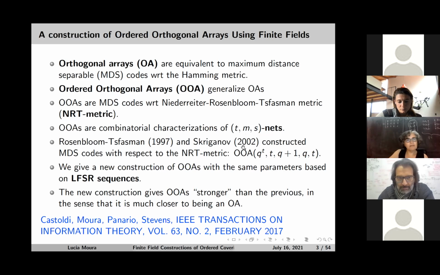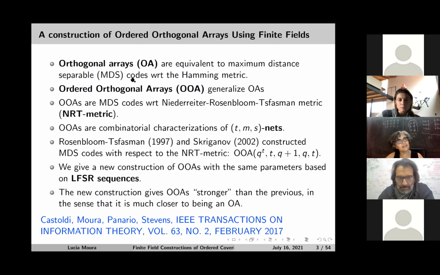In 1997 and 2002, Rosenbloom-Tsfasman and, independently, Skriganov constructed ordered orthogonal arrays with certain parameters that have to do with a finite field of order Q. The work I'm going to talk about here is a similar construction of an ordered orthogonal array with those parameters that uses LFSR sequences in finite fields. They are objects that cover the same parameter set, but they are different. They are non-isomorphic and they have some interesting properties. So that's what I'm going to be talking about next.